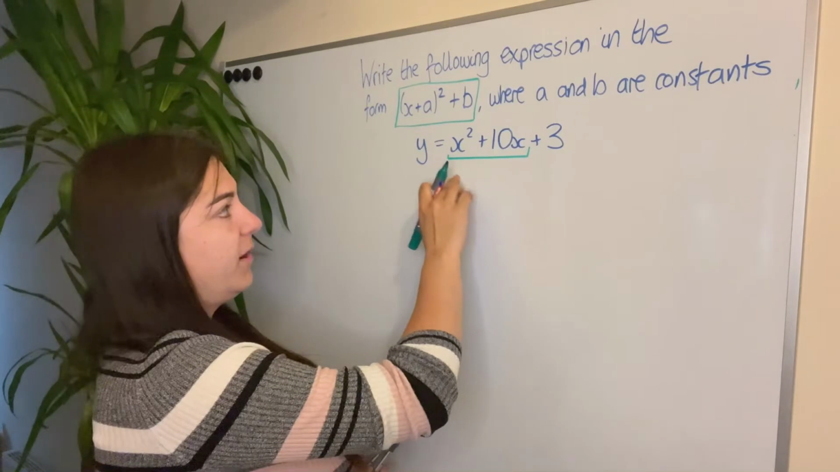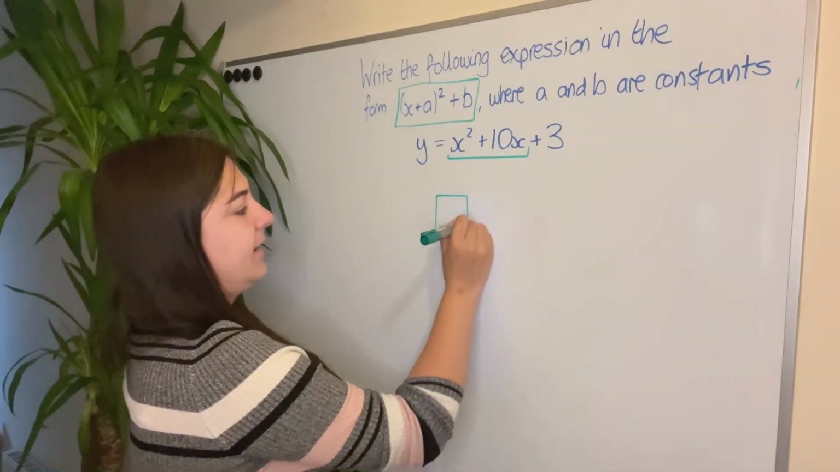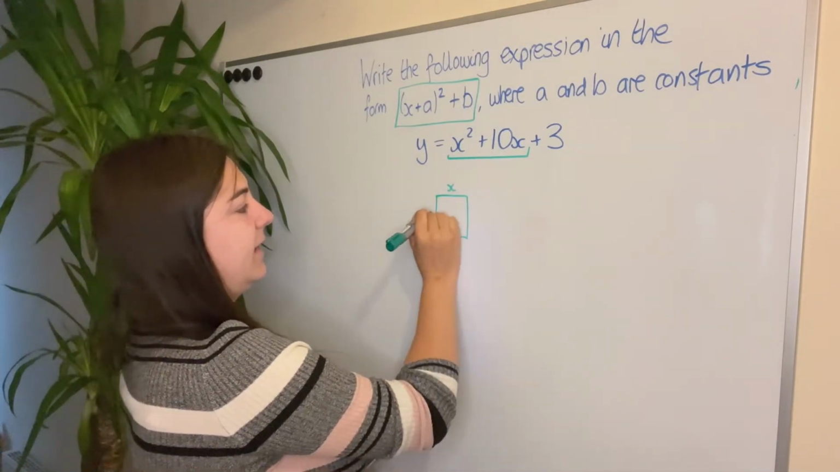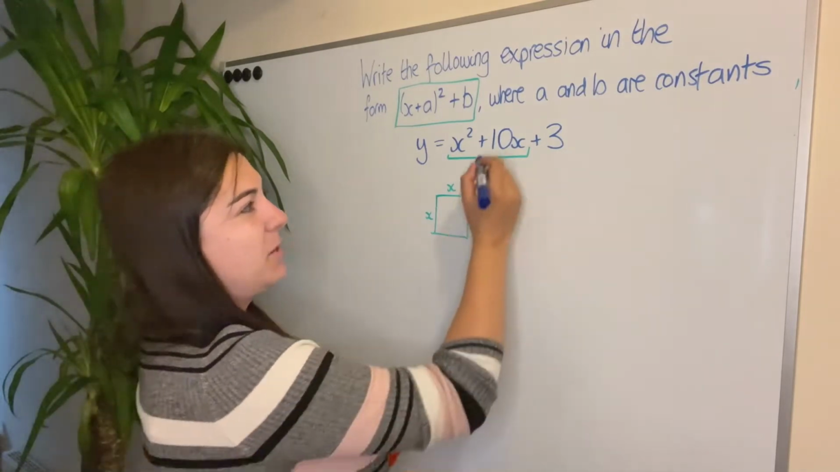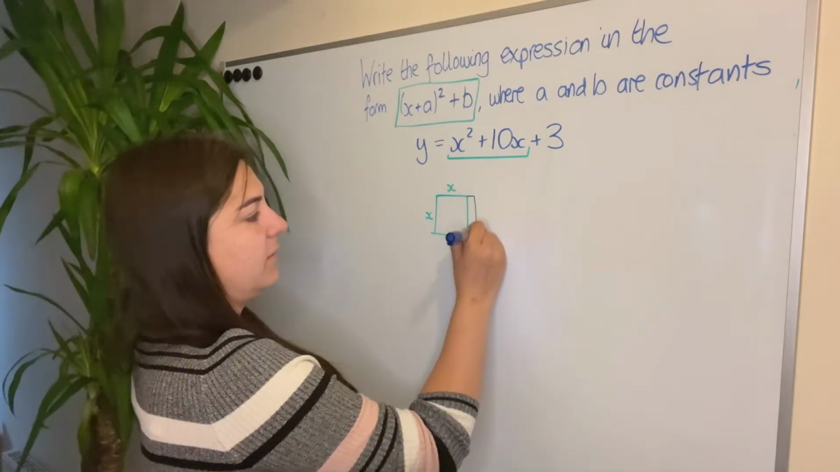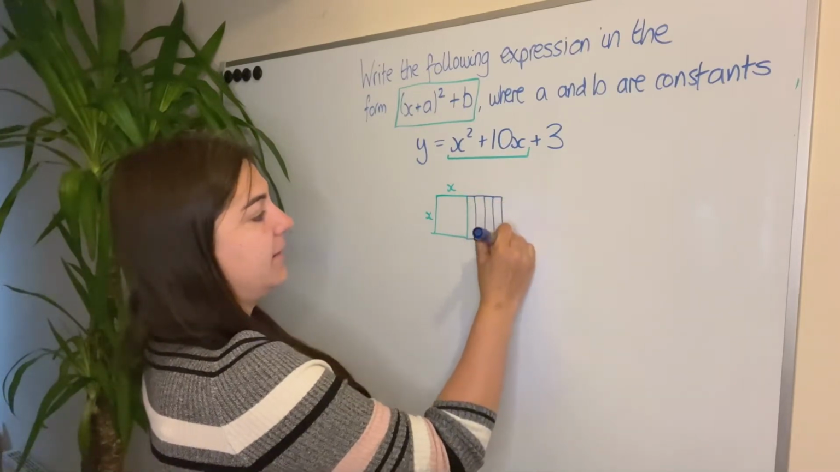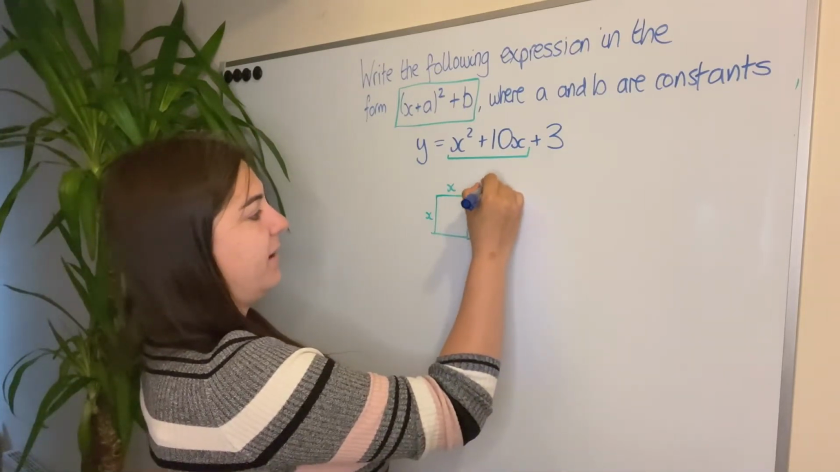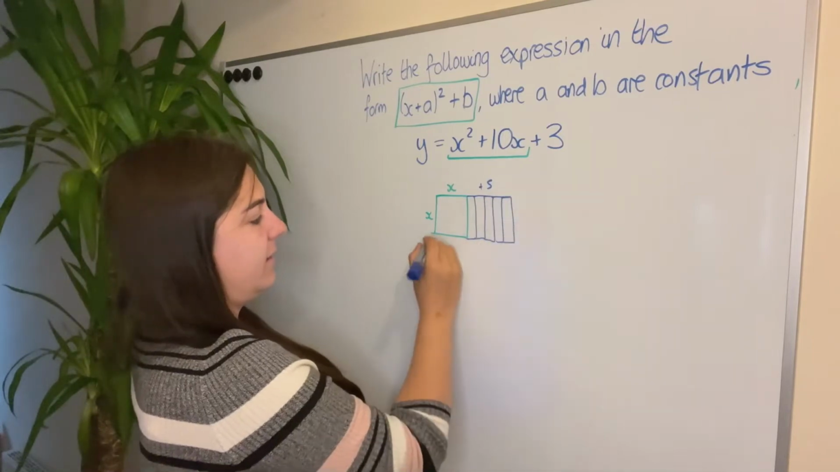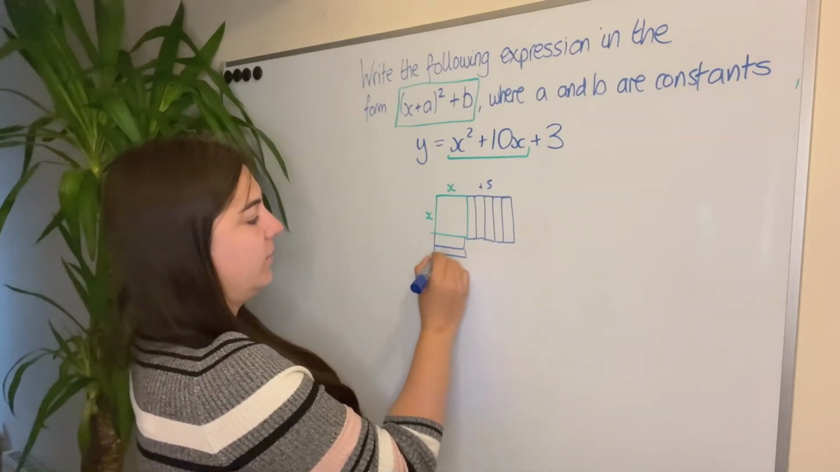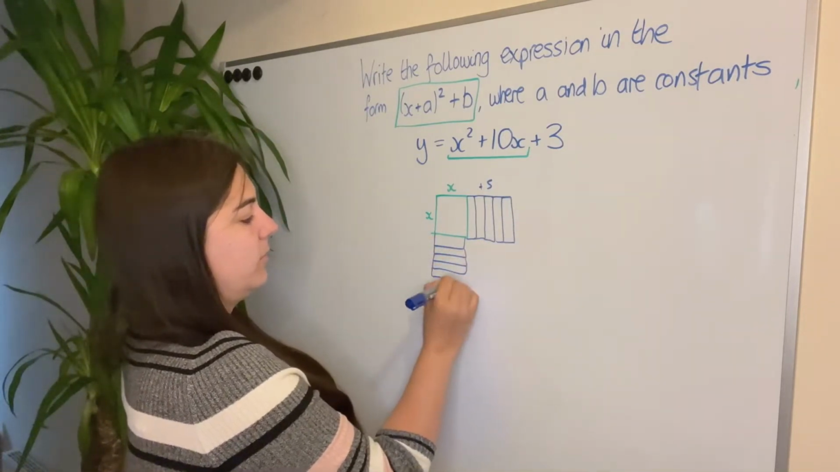So let's think, to write this as a perfect square, x times x is x squared. And then remember, you halve the coefficient so that you can draw it as a perfect square. So that would be plus 5. And I'd plus 5 over here too. 1, 2, 3, 4, 5.